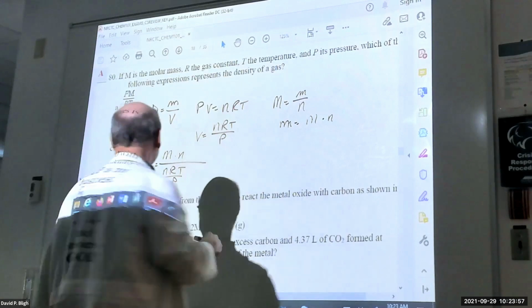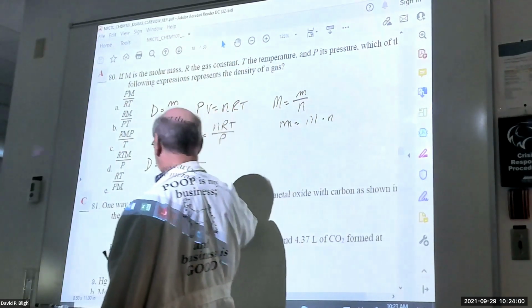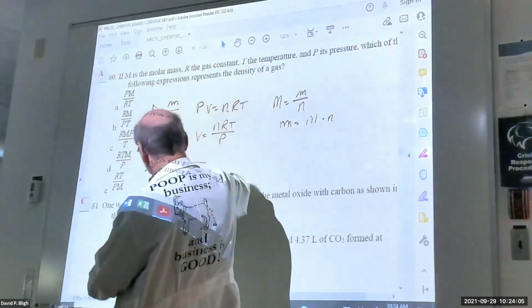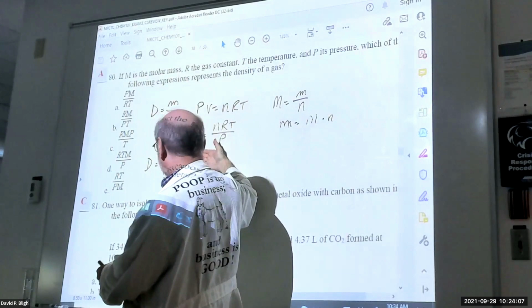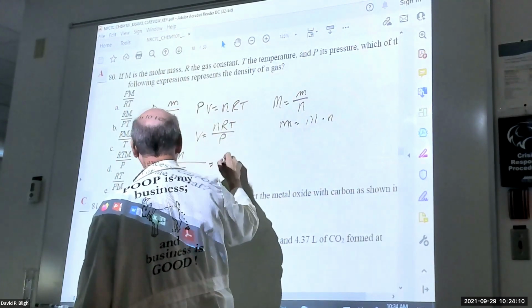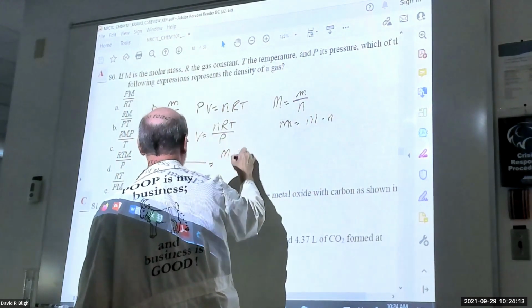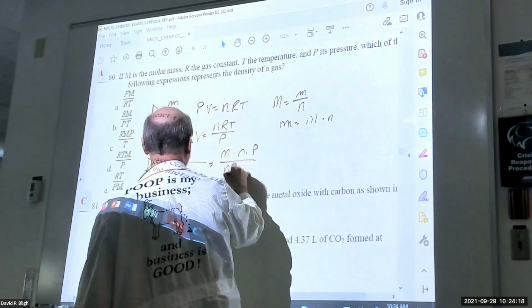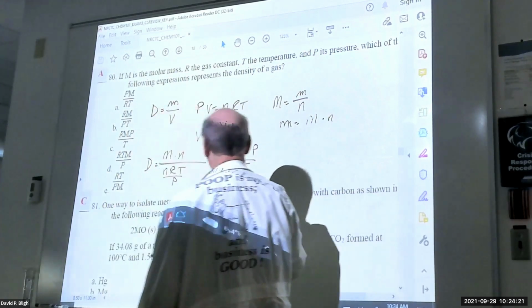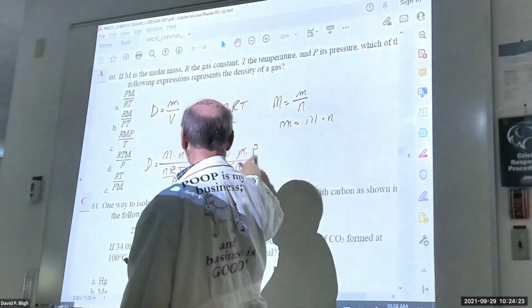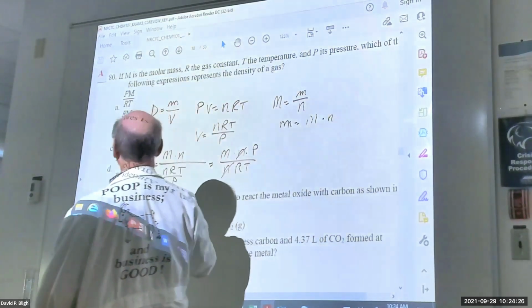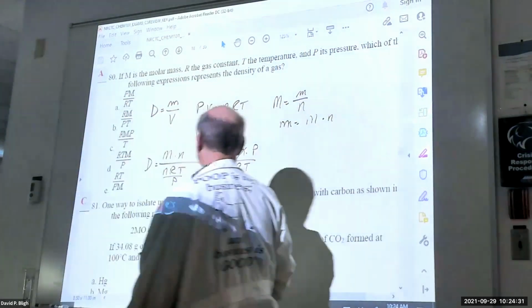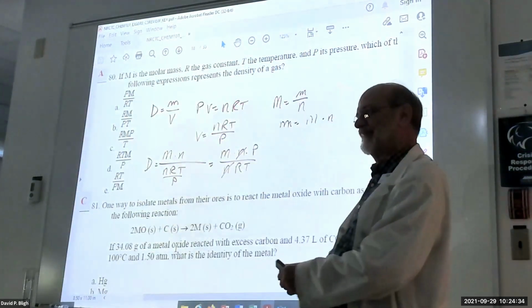Okay. Well, let's see. Remember, the denominator of the denominator is the numerator, which means you take this expression and just flip it like that. Now we've got M times n times P divided by nRT. Moles cancel, and we've got molar mass times pressure over RT. Molar mass times pressure divided by RT. That's it. Okay.